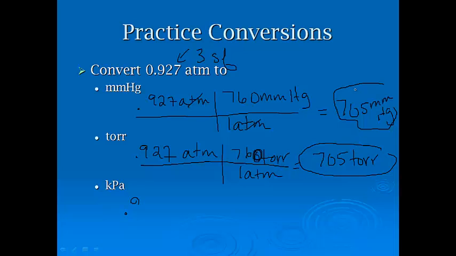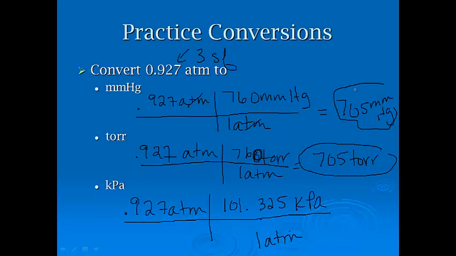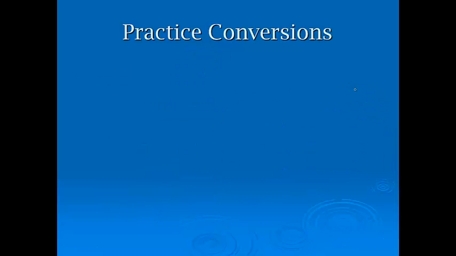And then for kilopascals, we start with 0.927 atms. We go to 101.325 kilopascals, right? 1 atm. Again, we're going to use our data, 3 sig figs. To get, your calculator gives you 93.928. It's going to be 93.9 kilopascals. Okay? Pretty simple, pretty straightforward. Let's do a few more.